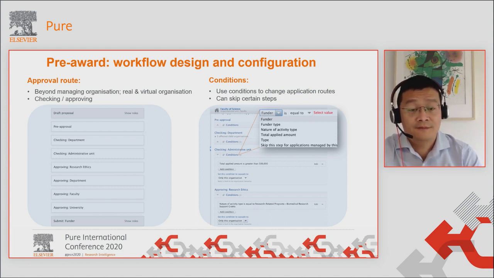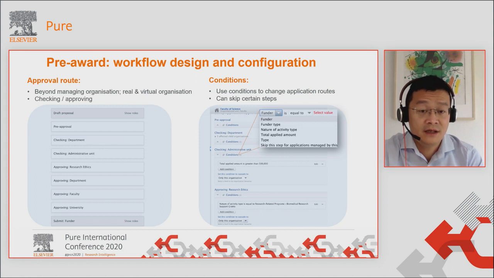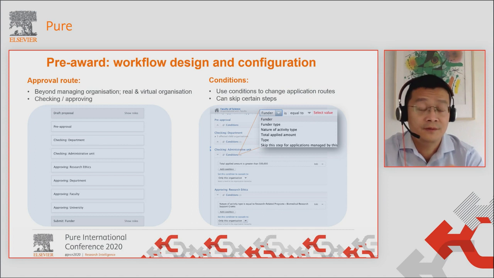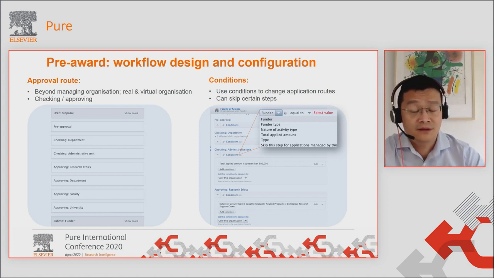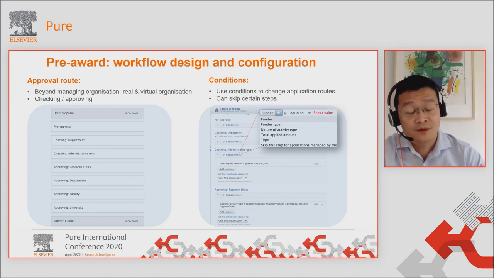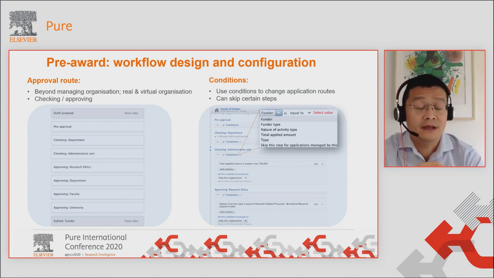For example, if there's an application whose nature of activity type involves ethical or animal testing, this will go through some ethical approval. On the other hand, an application for a grant in mathematics does not need to go through these steps. Or if you want to single out some funder in the approval route, so that when a researcher is applying for this specific funder, you may provide extra support, you can also add that to the steps.